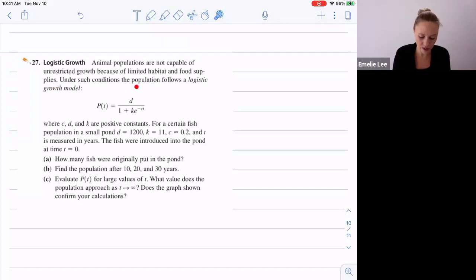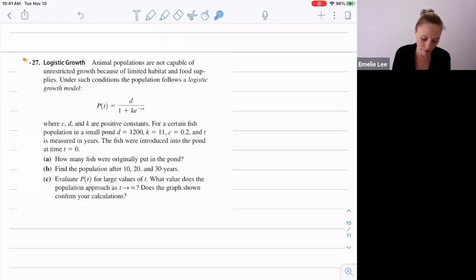So under such conditions of population, we have this logistic growth model, right? Where we start with some D over top and then over 1 plus, and then we have this exponential function in the bottom. So we have to establish C, D, and K. C, D, and K are just constants, and they're going to be positive constants.